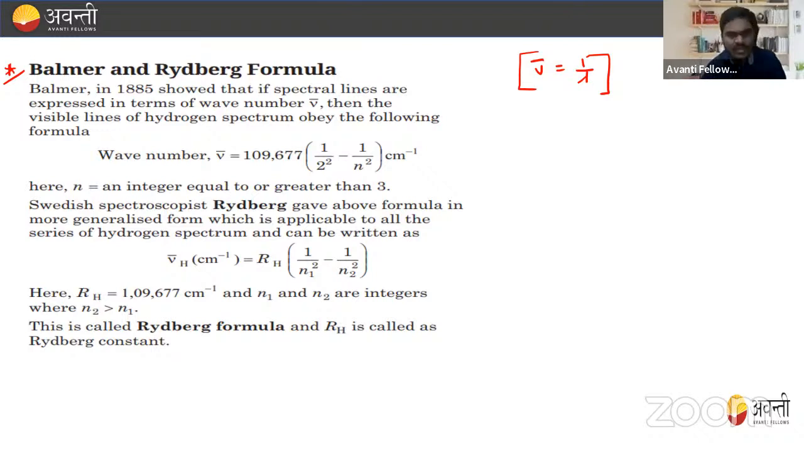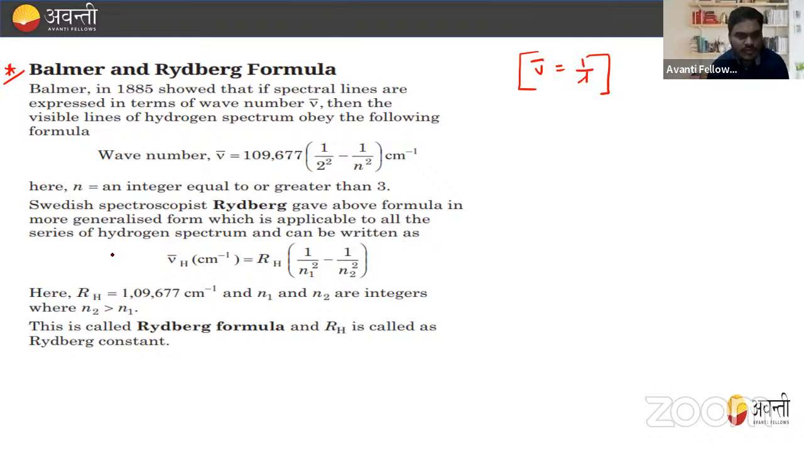Why did we take 2 square? 2 square means the value of n is greater than 2. Maybe it will be 3, 4, 5 or 6, and 2 represents the Balmer series, right? So this is the Balmer formula. Similarly, for the Lyman series, we can use n1, and this n1 becomes 1. For the Paschen series, n1 is 3, and n2 goes to 4, 5 and 6. So we can use it like this, right?